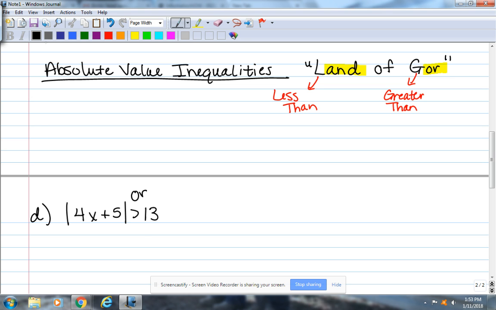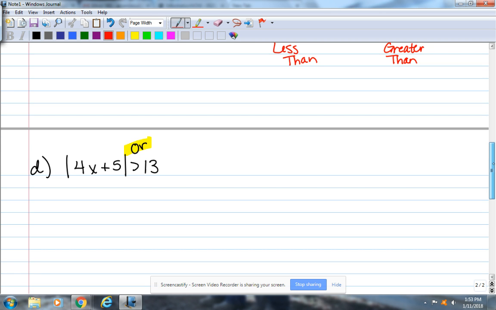Now to set up an or, here's what you're going to do. You're going to leave off the bars and copy the problem inside the bars. And at the end of the bars, you're going to change it to less than and make it this one negative. And then you're going to write the or. And your second inequality you're going to write is going to be exactly like the original one says without the bars.